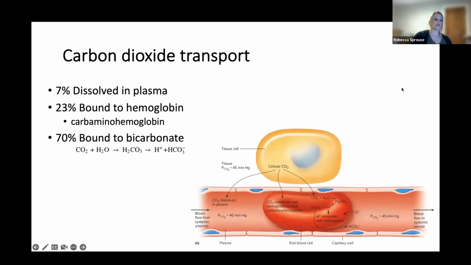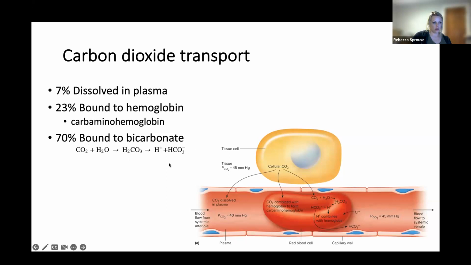So carbon dioxide is transported a few different ways. So back to oxygen, almost nearly all of it is on hemoglobin. Carbon dioxide, a lot of it's bound to bicarbonate. Some of it's bound to hemoglobin. It binds to a different area. It binds to an amino group on hemoglobin, so it does not compete with oxygen for binding groups on hemoglobin. So that's a good thing. A lot of it's bound to bicarbonate.